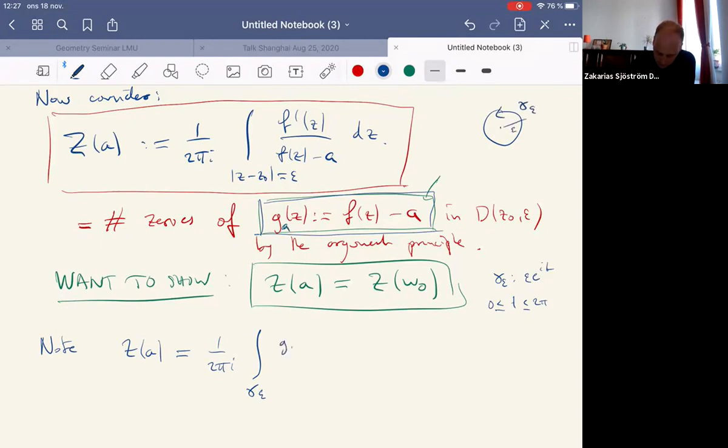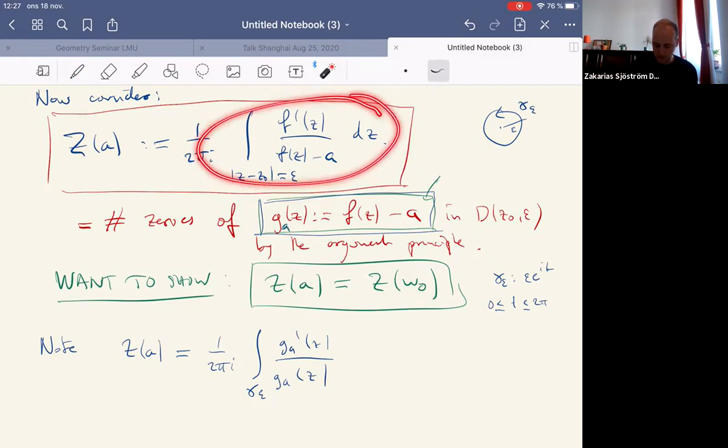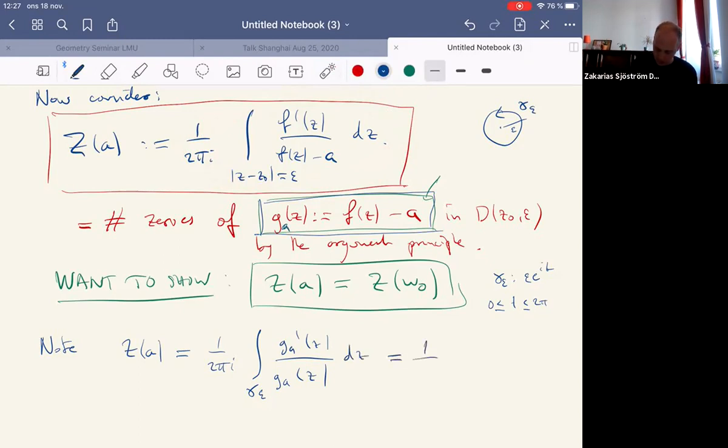So the integral here of G_A prime of z over G_A of z. This is just having changed the names with this integral and noting that subtracting by a constant doesn't change the derivative, of course. So this is equal to 1 over 2 pi i times, okay, some other curve, which I will call sigma epsilon A, of dw over w.